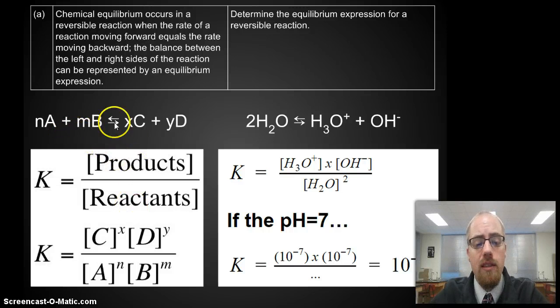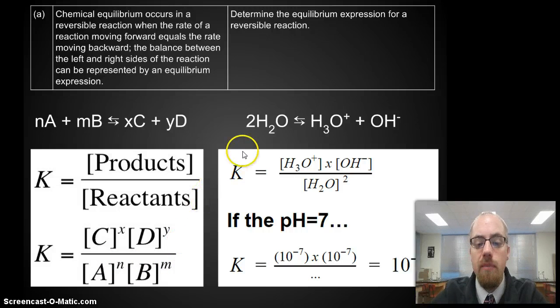So for example, if you had this kind of skeleton equation with A, B, C, and D all being elements or molecules, and your coefficients being N, M, X, and Y, you would express your equilibrium expression as the concentration of C and D, the product side of your equation, raised to the power of their coefficients. So molecule C has coefficient X, so you raise it to the X power. And you put that over the left side of the equation, with molecules A and B raised to the power of their coefficients.